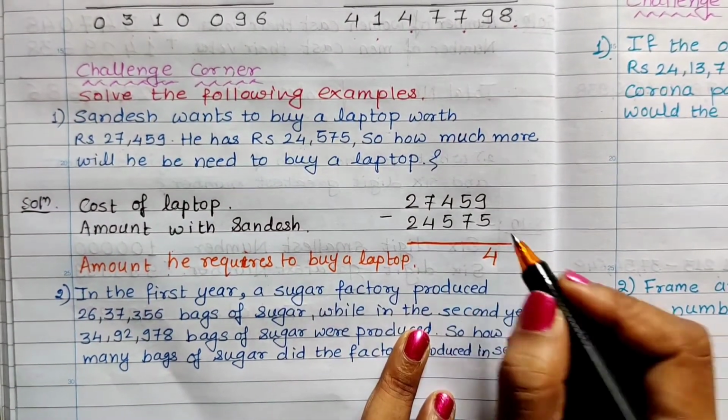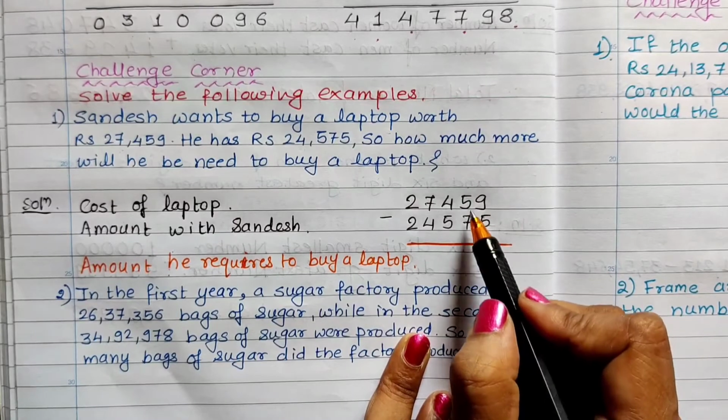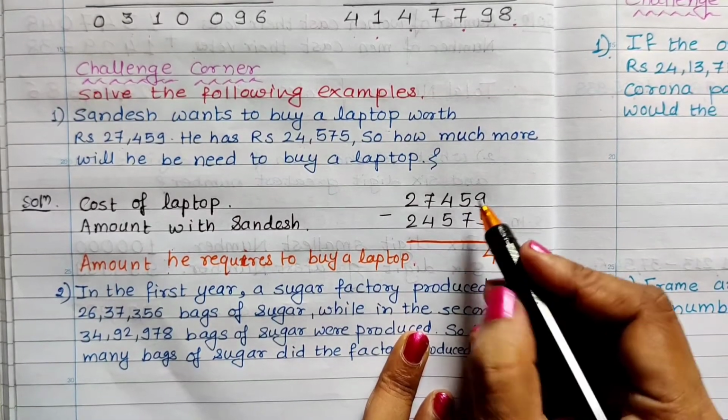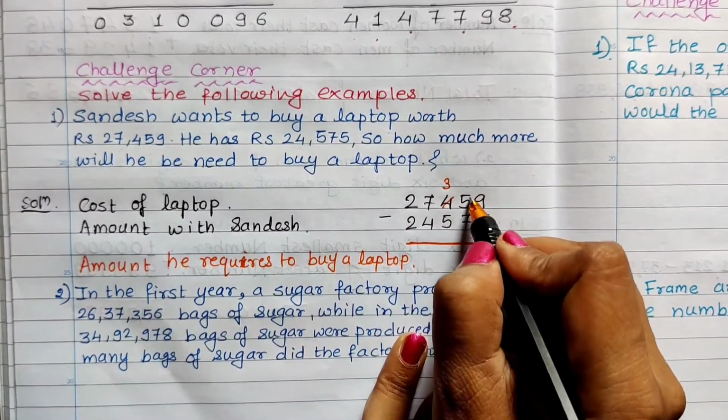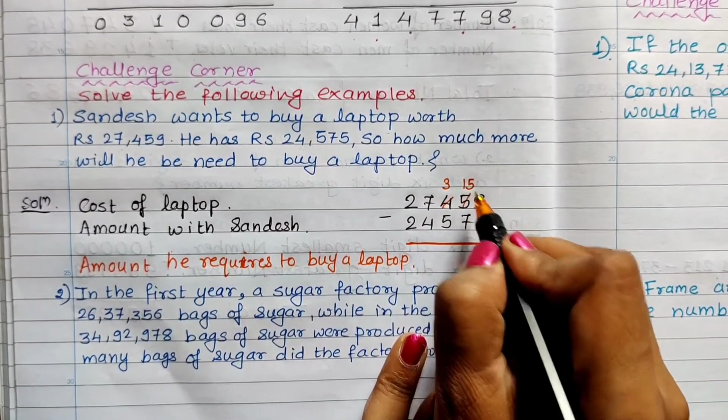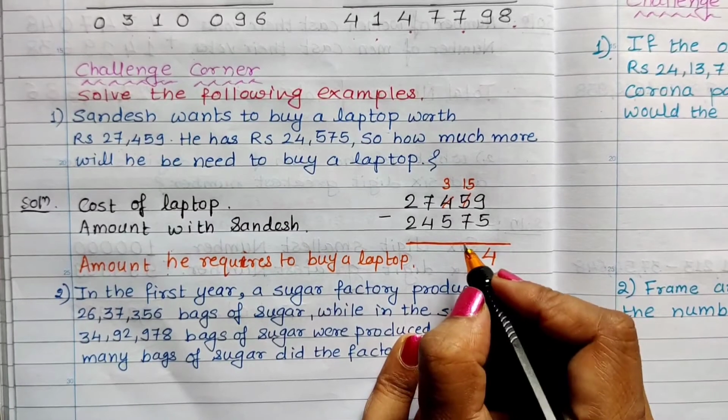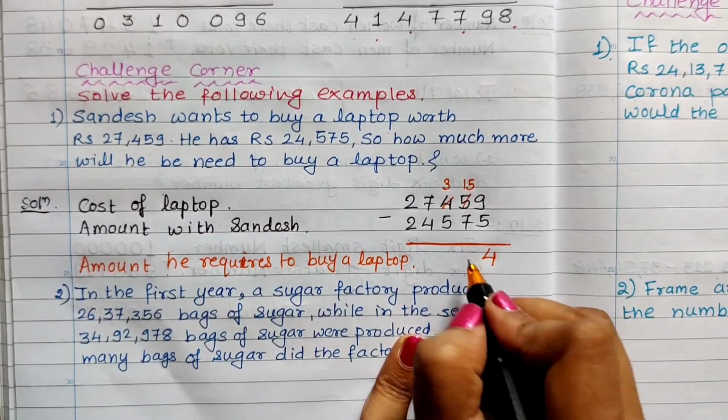It is 4. Can you subtract 5 minus 7? 5 is smaller. So we cannot subtract. So we have to borrow 1 from this 4. It becomes 3. And 5 becomes 15. Now 15 minus 7 we can do. What is 15 minus 7? 8.